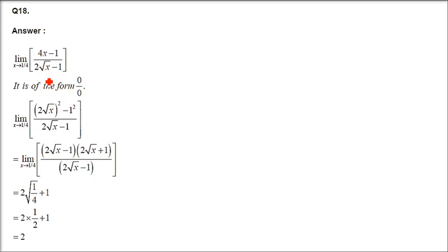So now we have 4x minus 1 by 2 root x minus 1. If you put 1 by 4, it's going to give you 0 by 0 for sure. Then 4x, how can I write it? 4 can be written as 2 square, x can be written as root x whole square. So 4x can be written as 2 square root x square. That means you are talking about 2 root x whole square. 4x can be written like this.